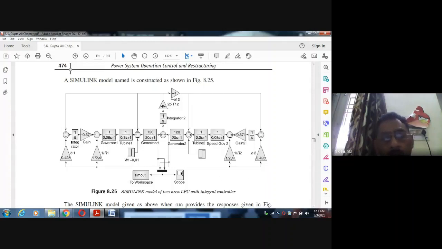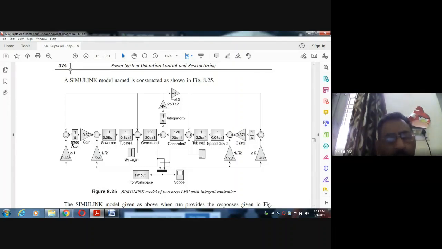Here, just as a review, there was a generator and a turbine. This was one control area, this was another control area, and this was an integrator. We studied the two control areas without the integrator, then with the integrator. When the integrator was not there in the secondary load frequency control, there is a primary automatic load frequency loop and a secondary automatic load frequency loop.